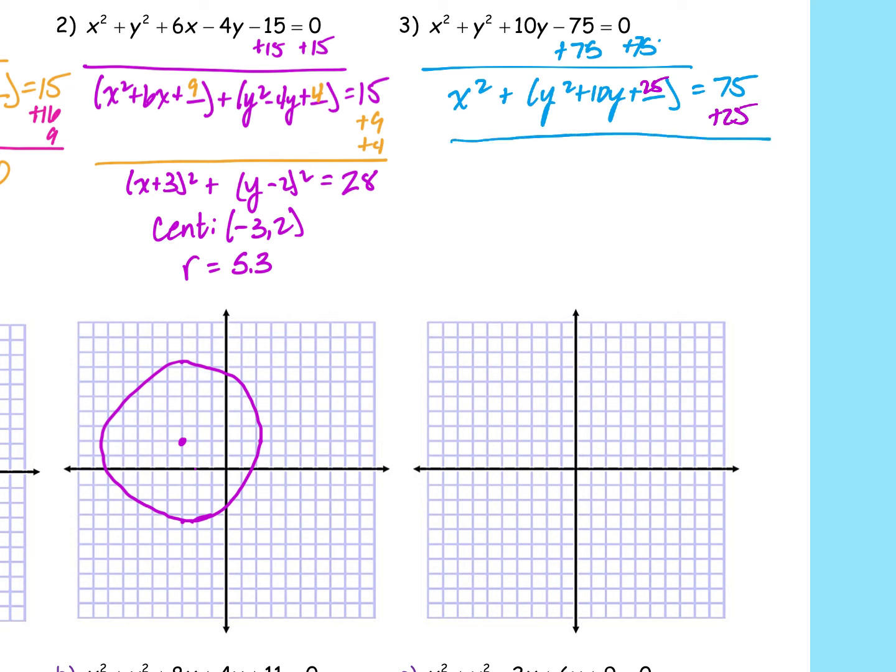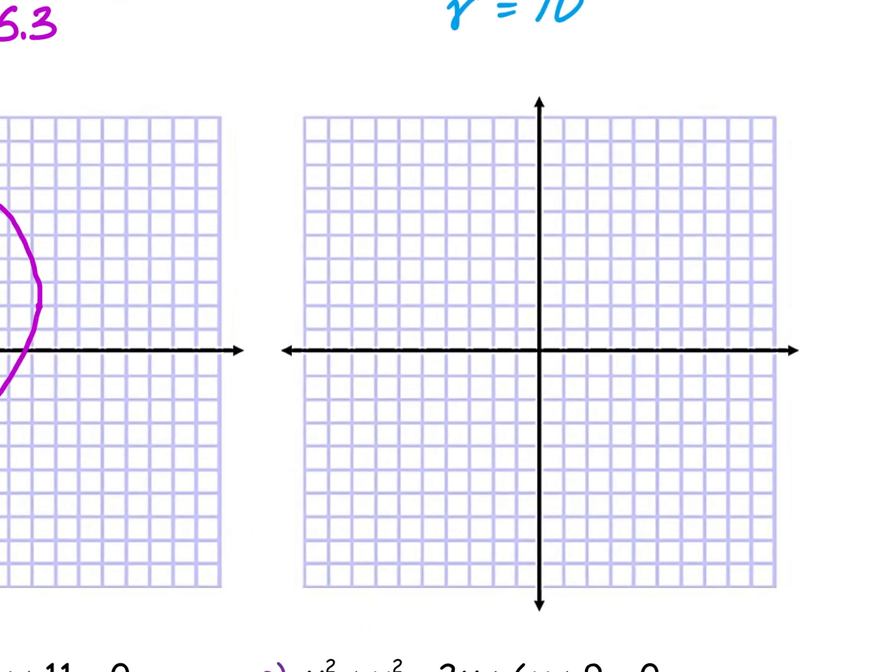So I'm going to get x squared. I didn't have to do anything with the x. And then y plus 5 squared equals 100. So my center is at 0, negative 5. And my radius should be 10. So once again on this one, because my radius is 10, I'm going to change my scale.